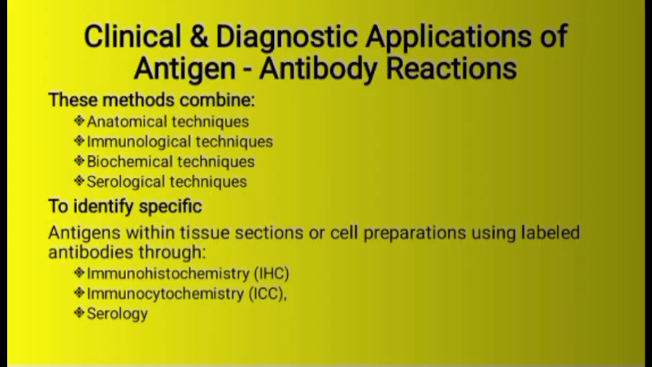And through these, we can identify specific antigens within tissue sections, cell preparations in their complex and in unison through the following methods. These include immunohistochemistry, immunocytochemistry, and other serological techniques, which are basically used in clinical and diagnostic application.